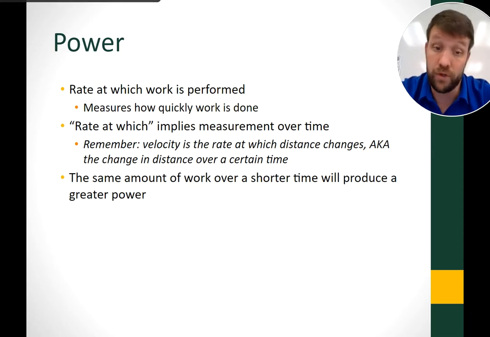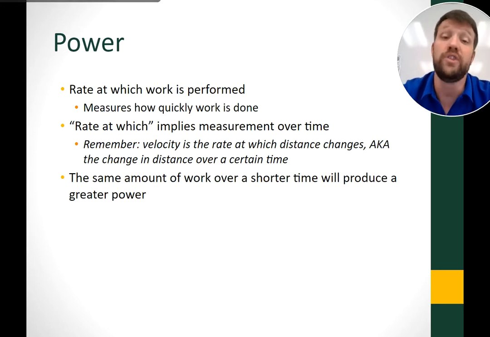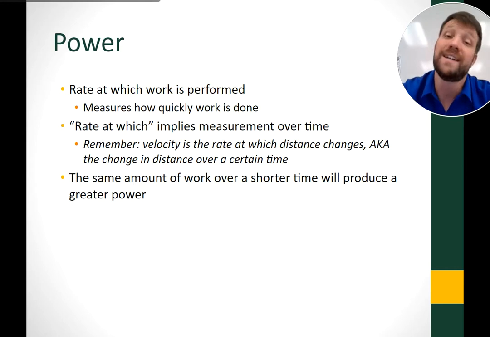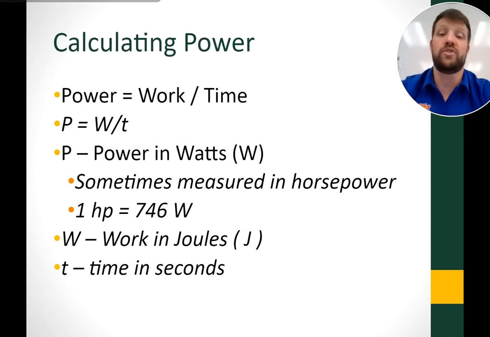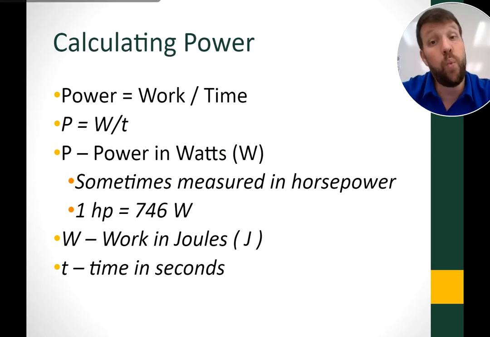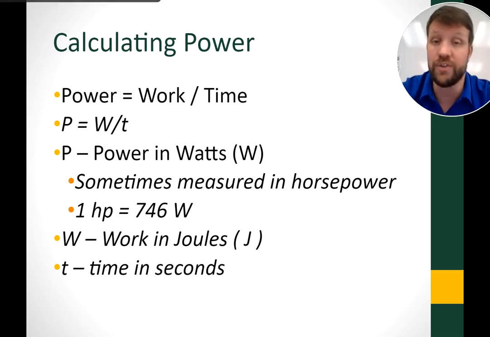The same amount of work over a shorter time will produce a greater power. So when you take that run around the lake, you're going to generate more power than you would if you walked around it. Same force applied, same distance covered, but less time means more power because you're dividing by that, as we see right here. So power is work divided by time, or P equals W over T. Power is measured in watts. And you've potentially seen things like electrical power and how many kilowatts or kilowatt hours. We'll get to that when we get to electricity, but that is the same type of thing here.